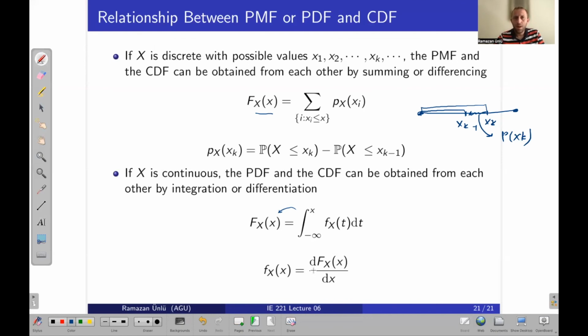In summary, in both cases, whether you have discrete values or continuous values, you can obtain the PDF or CDF from each other. So this is the end of lecture 6.